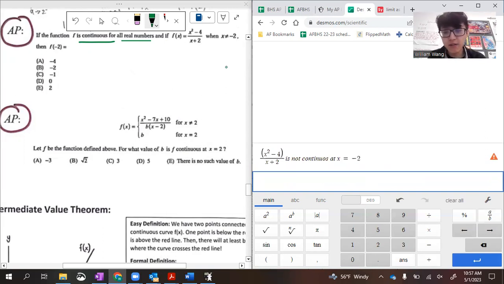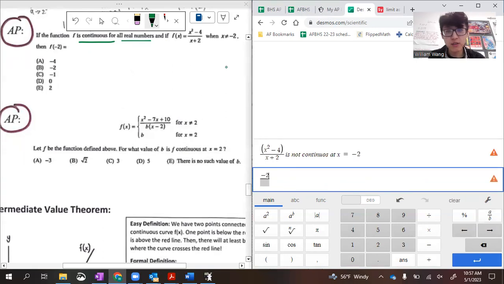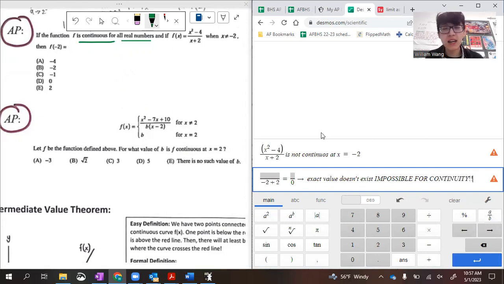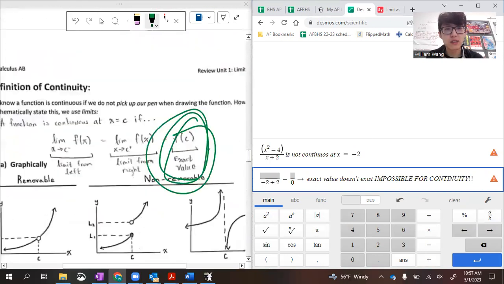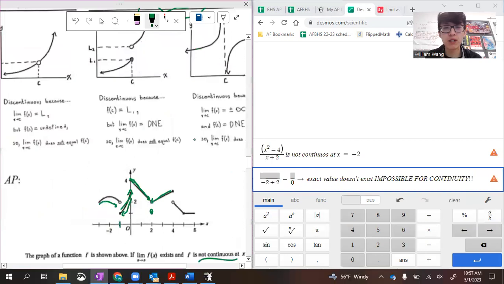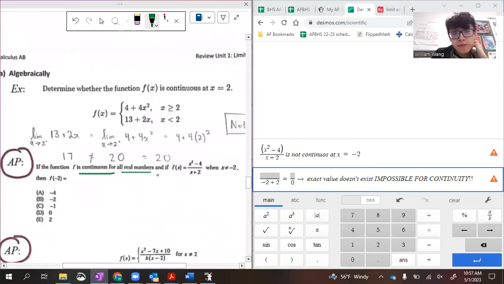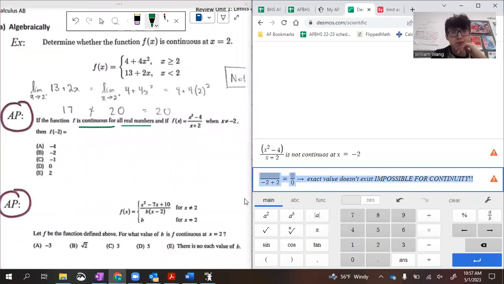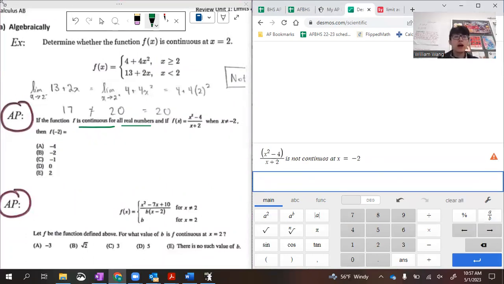Why? Well, when I plug in -2, I would get -2 plus 2 in the denominator, which is a divide by 0 error, right? So the exact value doesn't exist. Impossible for continuity. Right? If my exact value doesn't exist, it doesn't even exist. How can it be continuous? How can they all be equal to each other? All right, so how do I make this continuous then?